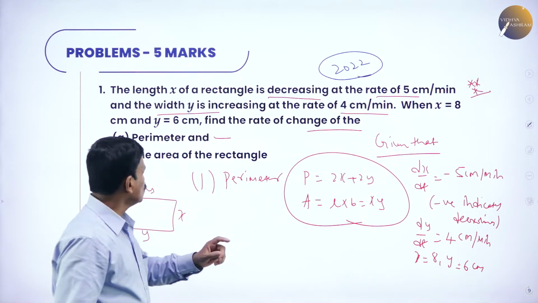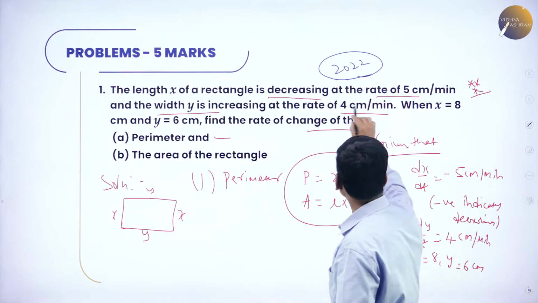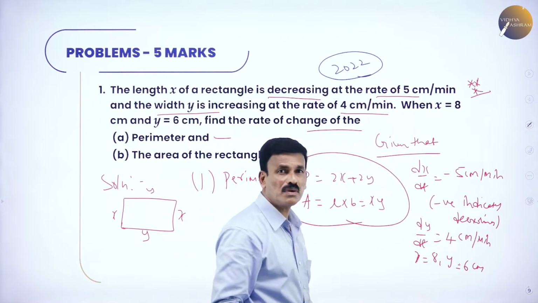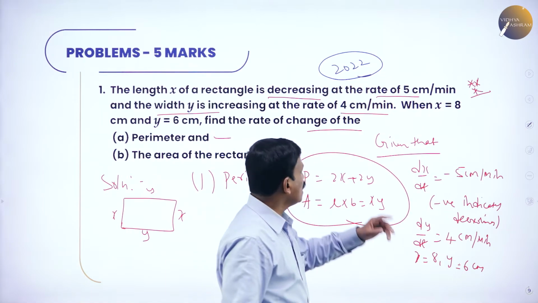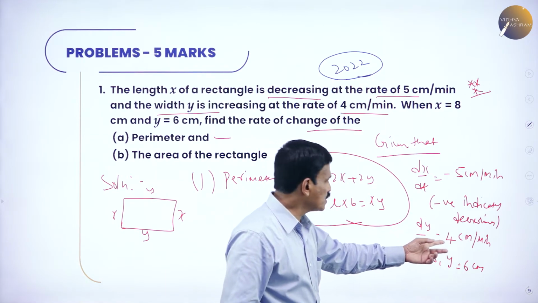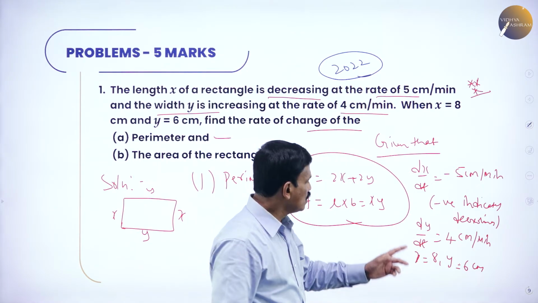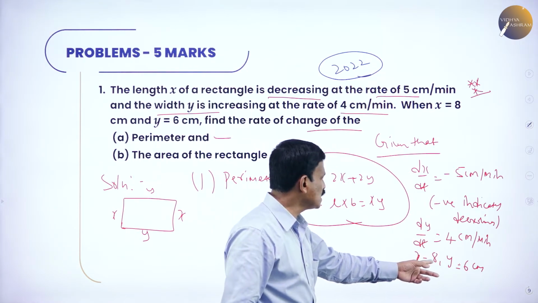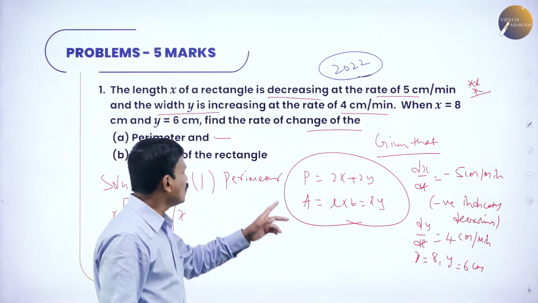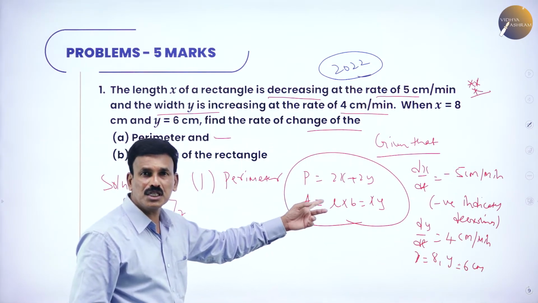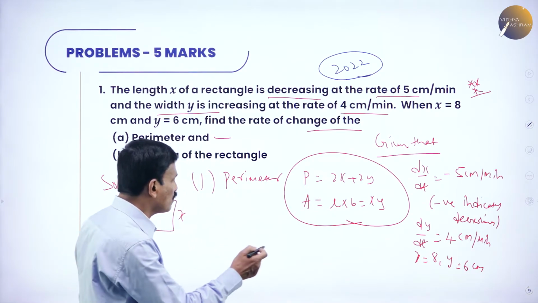Observe carefully. So what is given? The length x of a rectangle is decreasing, means dx by dt is equal to minus 5 centimeters per minute, negative sign indicates it is decreasing, and the breadth dy by dt is equal to 4 centimeters per minute, it is increasing, so it is positive. When x is equal to 8 centimeters and y is equal to 6 centimeters, that is also given. Since we know the perimeter of a rectangle is 2x plus 2y, and area of a rectangle is x into y, let us come to the first one.